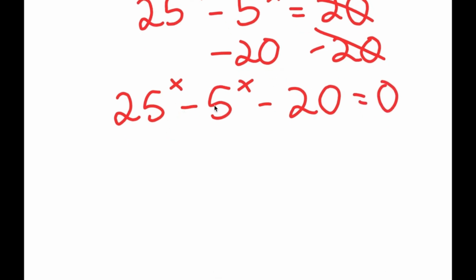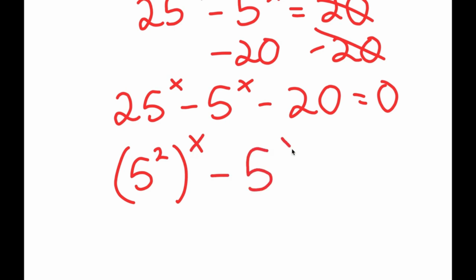Now 25 to the power of x, I can rewrite as 5 squared to the power of x. So I have this minus 5 to the power of x minus 20 is equal to 0.